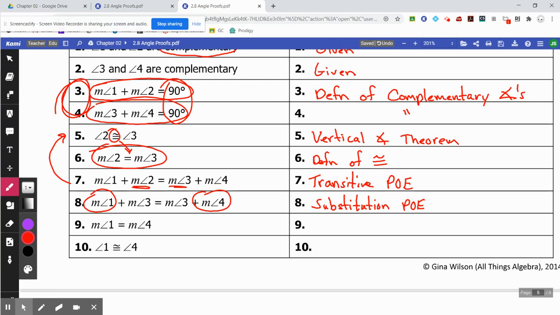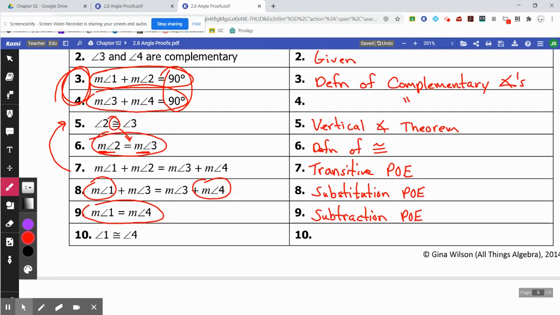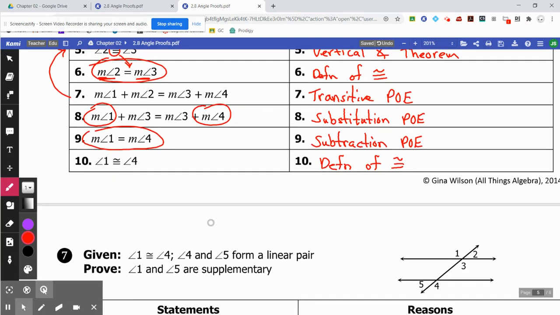Now, why can you just subtract that from both sides? Is because of your subtraction property of equality, saying as long as you're subtracting the same amount. I could have probably made an argument I could have just done it there because we're subtracting the same amount from both sides. But we used our subtraction property of equality, and we end up with a statement, the measure of angle 1 equals the measure of angle 4. So therefore, we know what we're trying to prove now. Angle 1 is congruent to angle 4 because if they're equal in measure, then they're congruent by the definition of congruent. Okay, the next one.